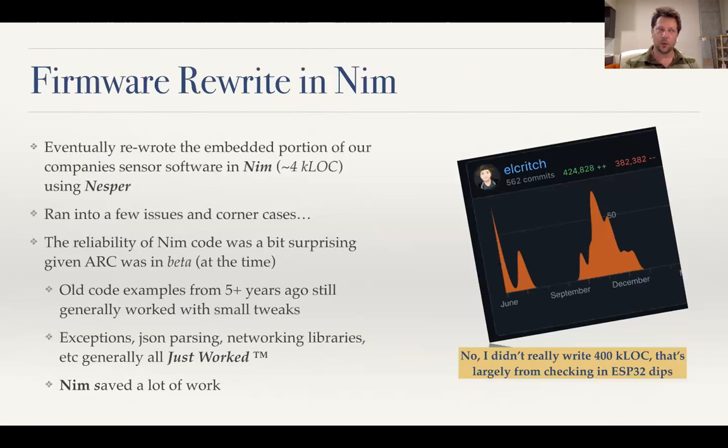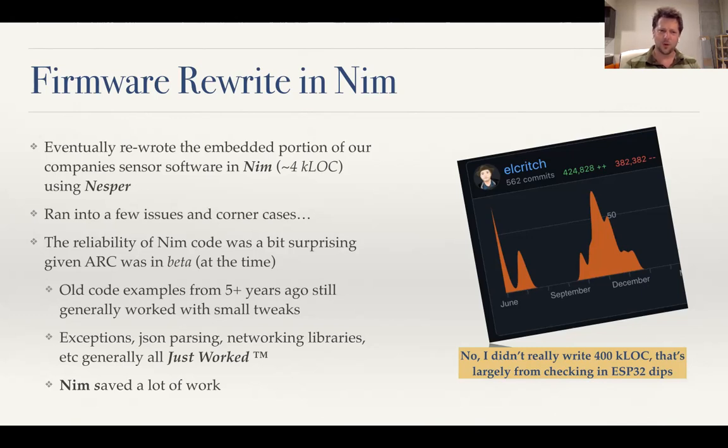So eventually I decided to rewrite my sensor firmware in Nim, and it ended up being only about 4,000 lines of Nim using the Nesper library that I created. And it turned out pretty well. You can see some of the comments I had down there. I didn't really write that many lines of code, but it's an artifact that at some point I decided to check in all of the generated Nim code and generated ESP-IDF code, which probably is not a good idea if you don't want to balloon the number of lines of code you're changing.